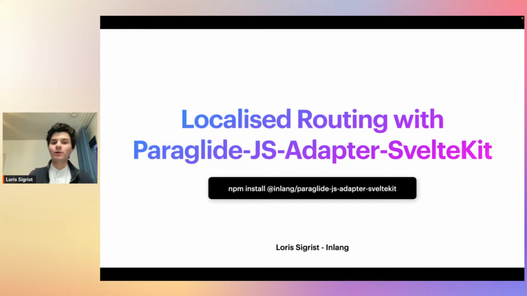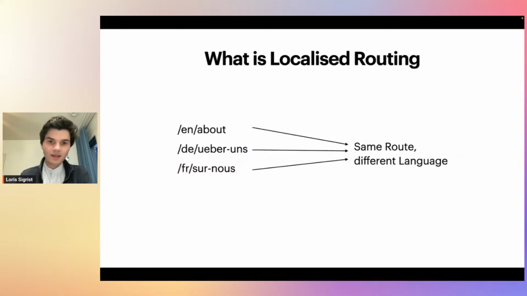I'm here to talk about localized routing in SvelteKit and the new library I've built for it, Paraglide.js Adapter SvelteKit. This will make it way easier to build multilingual apps using SvelteKit. It will handle all the localized, internationalized routing for you, and it's a breeze to set up, as we will see. First, quickly, what is localized routing?